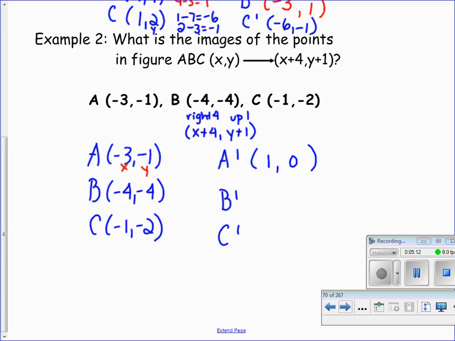Let's now take a look at the B prime. The x coordinate is negative 4. Negative 4 plus 4 gives me 0. And when I take a look at the y coordinate, negative 4 plus 1 gives me negative 3. Now let's take a look at the C coordinate. When I look at the x value, negative 1 plus 4, I would get 3. And then for the y coordinate, negative 2 plus 1, I get negative 1. And that's called using mapping. And again, notice I did not do anything on the coordinate plane. Sometimes it is a little bit easier.